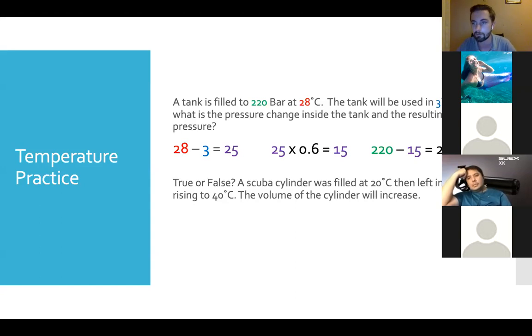And this is a pretty realistic scenario of the kind of change in temperature that can happen between a filling station, whether that's indoors or on a boat, and the actual water temperature you're going to be using a tank in.